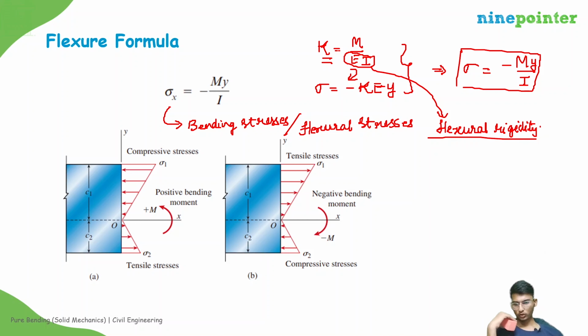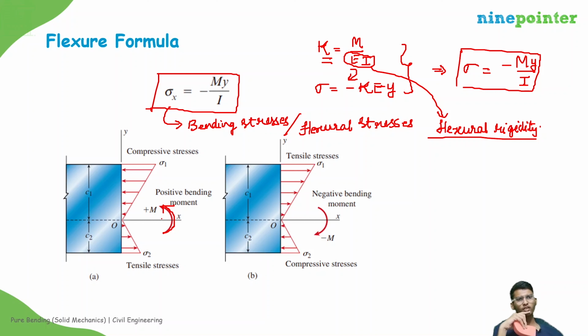Right. So this formula is made sigma x is equal to minus My by I. Again, consider only magnitude and by intuition put the sign. If you apply a positive bending moment like this, it is positive because it is anti-clockwise. So on the upper side there will be compressive stresses, and on the lower side there will be tensile stresses.